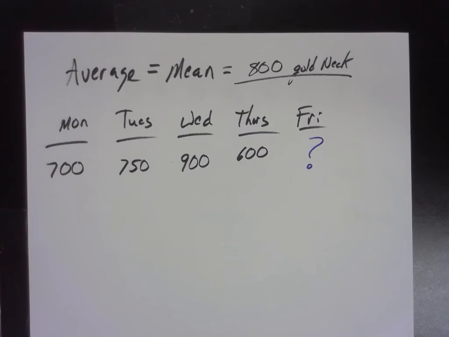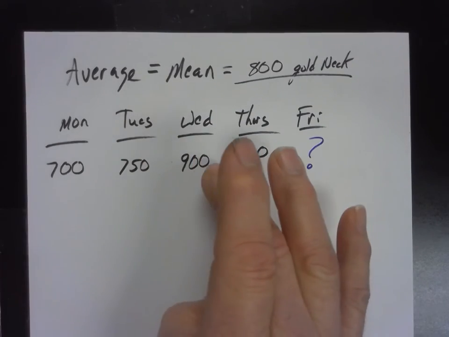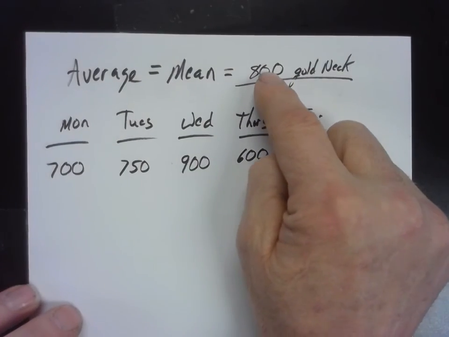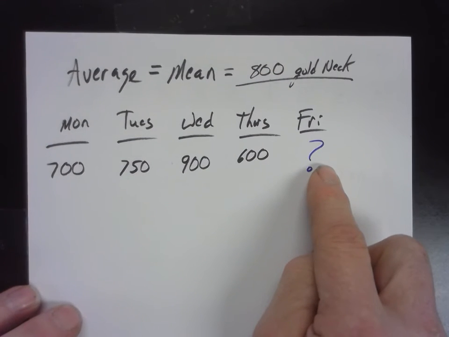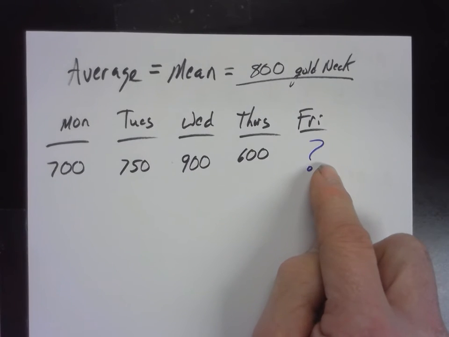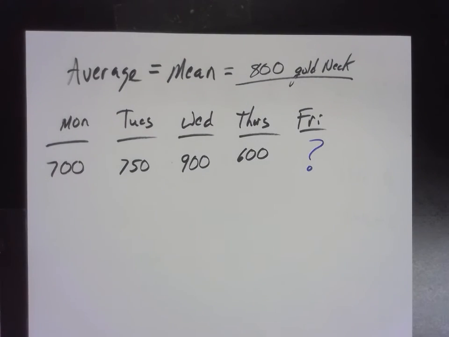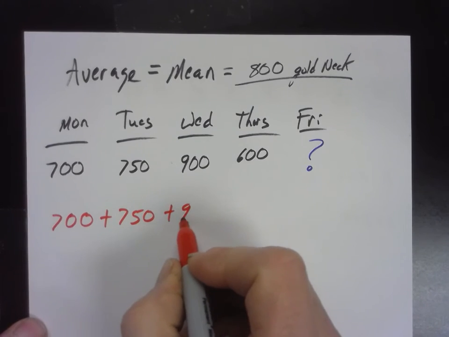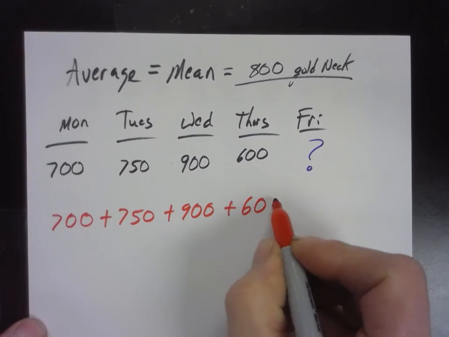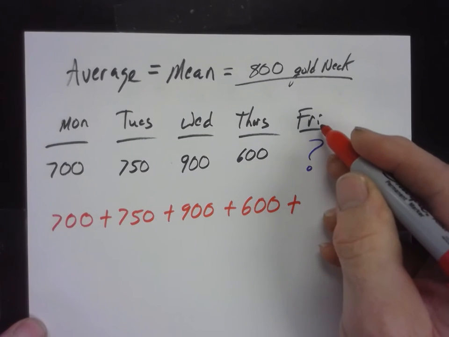Okay. Looks like a lot of you are coming up with something that makes sense. If we want these 5 numbers to average 800, what do those 5 numbers need to add up to? Why do they need to add up to 4,000? 8 times 5 is 40. Okay. And we have 5 numbers, so the numbers we have, think about it this way too. Plus, what are we going to do Friday?